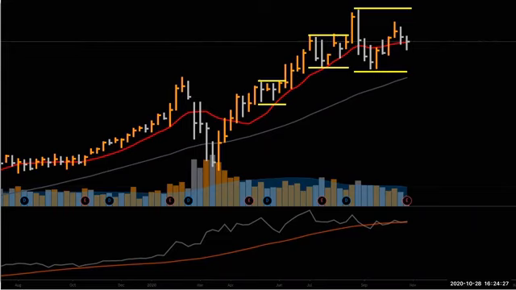Carlos, do you count the bases on the weekly? Yes. You count the bases on the weekly. You can see the bases on the daily timeframes too.